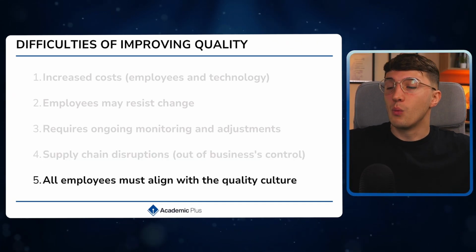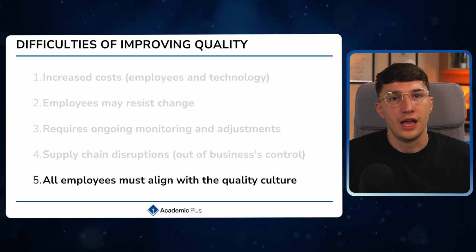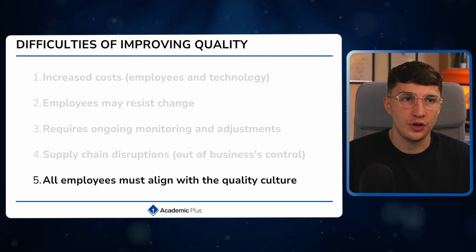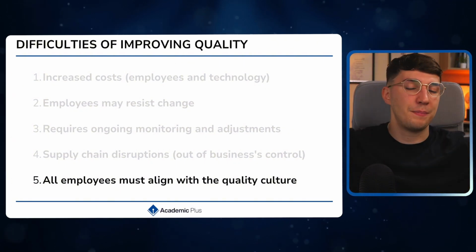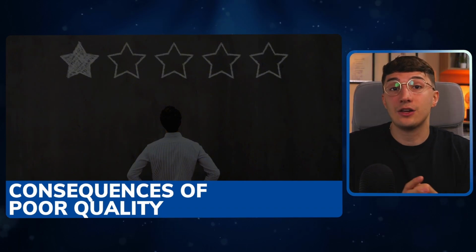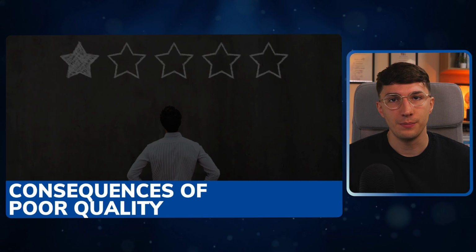And finally, we must consider that all employees must align with the quality culture. It can't just be a few of our employees who really do want to make sure that they are delivering the best quality. It has to be the entire organization. So we've looked at now what quality is, we've looked at the benefits of quality, and we've also looked at the difficulties of implementing quality. The last thing that we want to do now is take a look at what are some of the consequences of poor quality within a business.